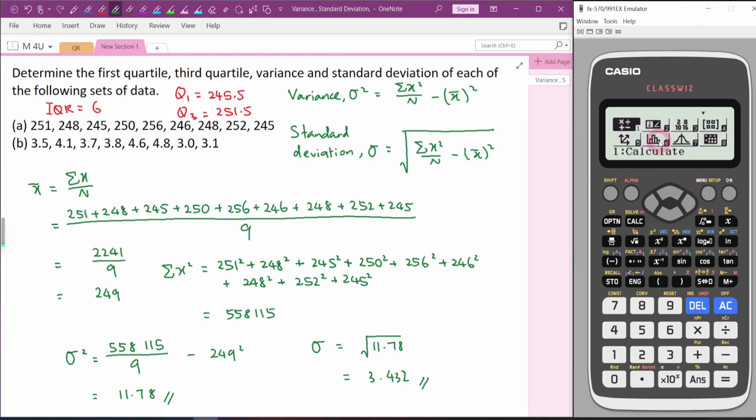Press menu, go to Statistics. You can press 6 or you can use the arrow key to enter this function. One variable. If you do not turn on the frequency function, you will actually see this one. You will only see one column here. Later on, I will show you how to turn on the frequency column. Here, let me just key in all the data.